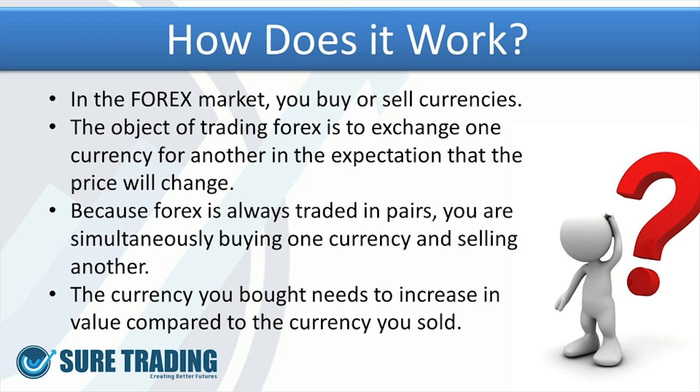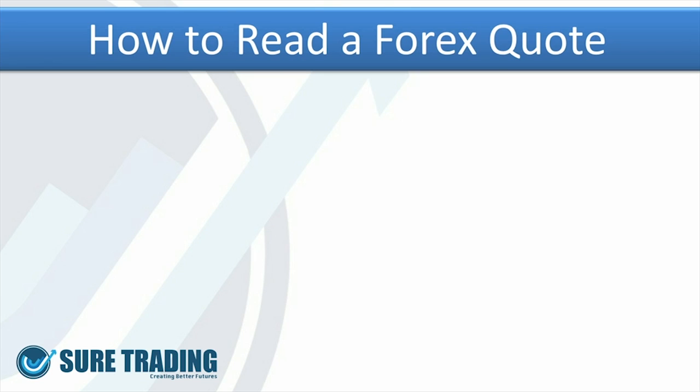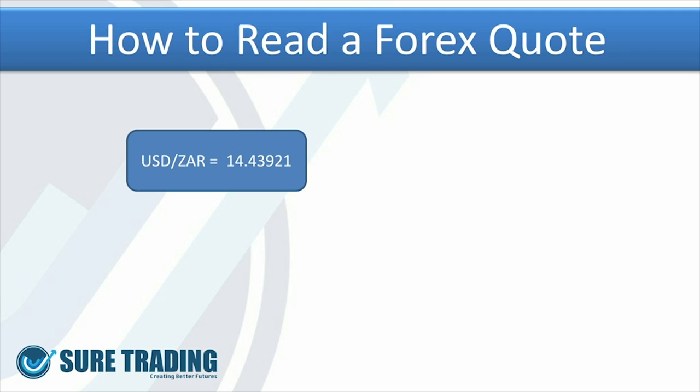Now let's learn how to read a Forex quote. The first listed currency is called the base currency, and the second listed currency is known as the quote or counter currency. So in this example, US dollar is the base currency and South African rand is the quote currency. So according to this quote, in order to buy one US dollar, you would need 14 rand 44. And if you sold one US dollar, you'd receive 14 rand 44.